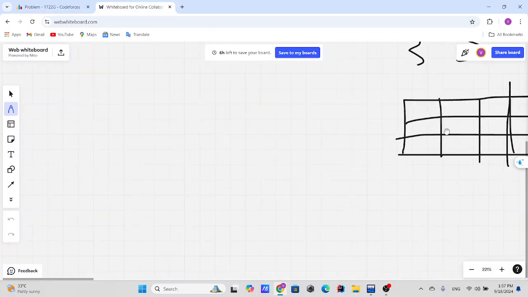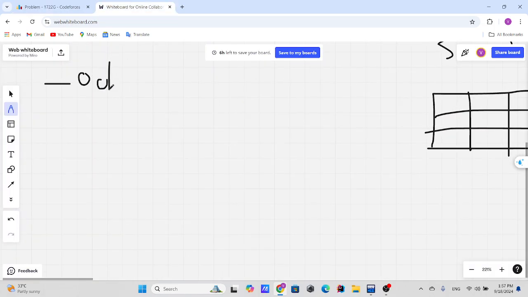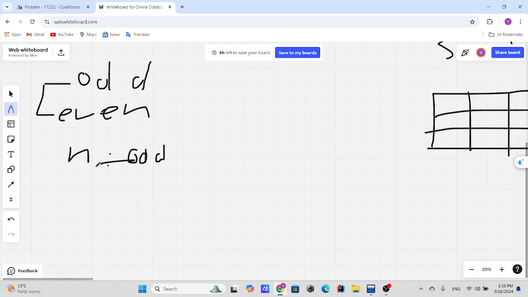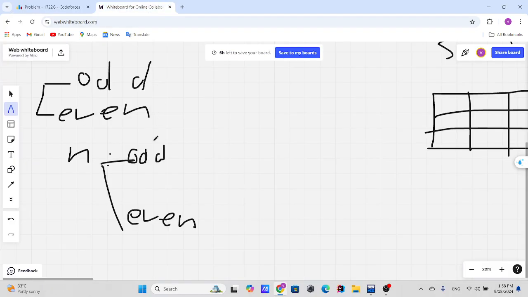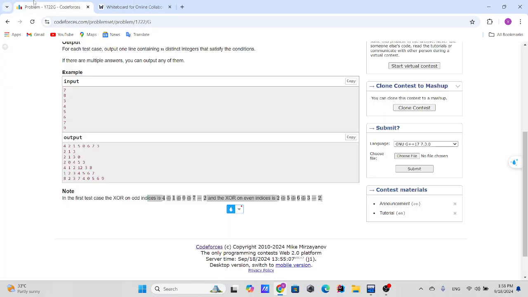We must divide it into two arrays, odd and even, right? What if n is odd, and what should we do if n is even, and how do we distribute it into two different arrays of odd and even? Because each array's XOR must be computed and the results must be the same, right? So what if n is odd? 3, right? What if n is 3?